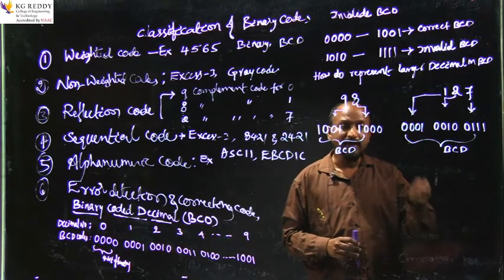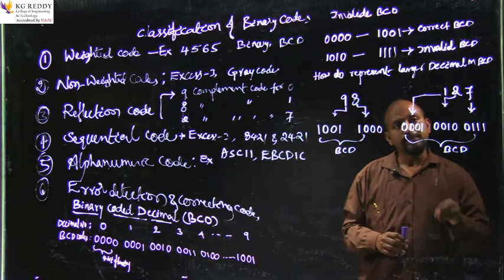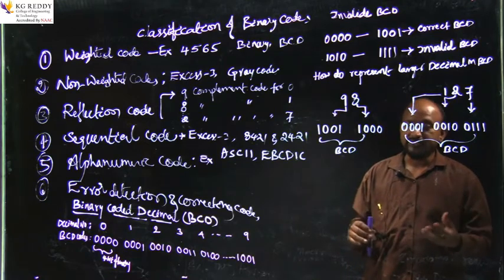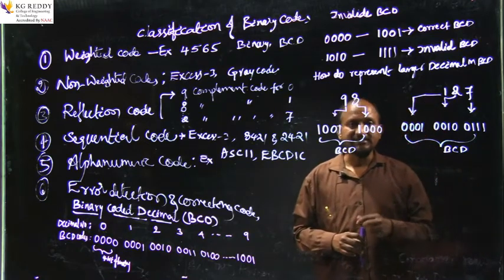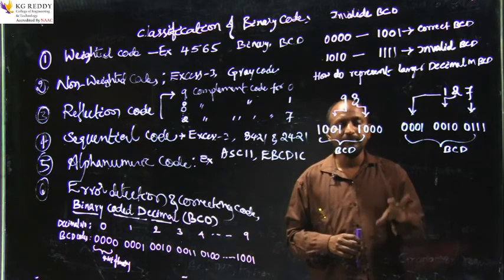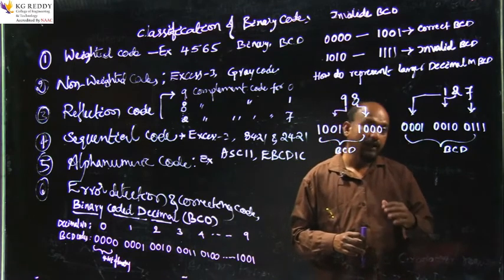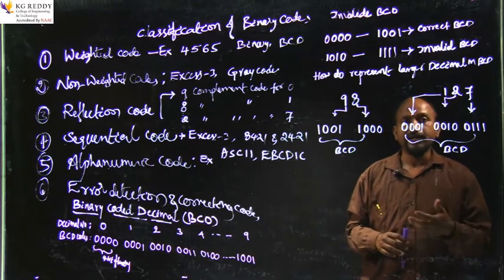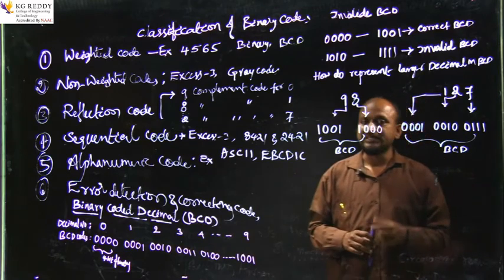If you remember the binary values up to 9, you are supposed to be able to write all numbers in BCD. That is the easy one. If you remember up to 9 binary codes, then you can write any decimal number in BCD. That is the easy one.